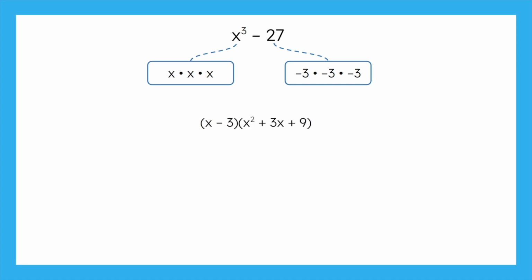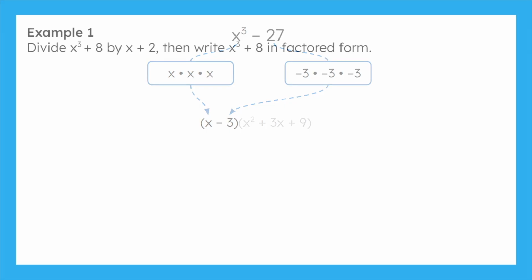Taking a look back at the factored form of this expression, what do you notice about this first factor, x minus 3? The two terms in the first factor are the cube roots of the original terms. Do you think that's a coincidence? Let's take a look at example 1 and find out.